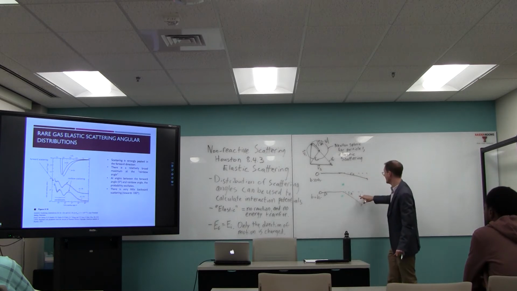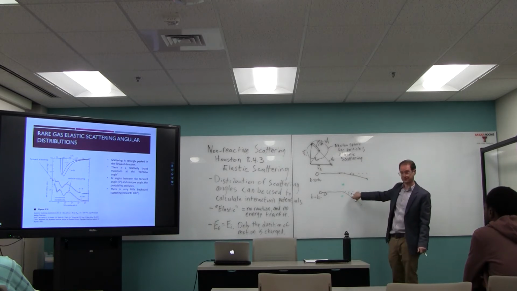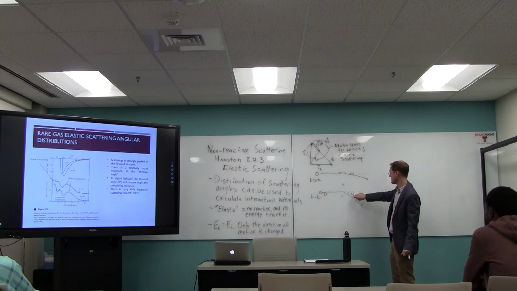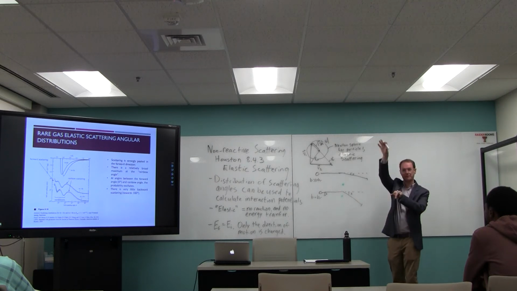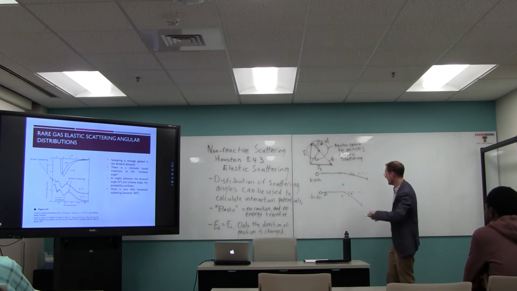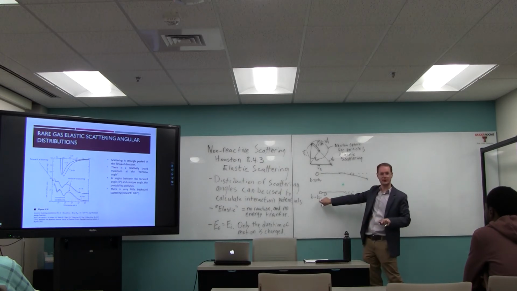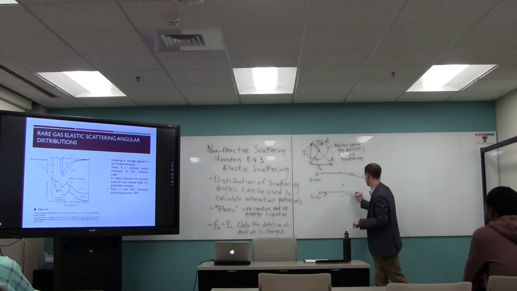And at some point, this chi is going to actually reach its minimum negative value, right? The deflection is going to be maximum in the negative direction, and that point is what we call the rainbow scattering angle. So this is the rainbow angle.